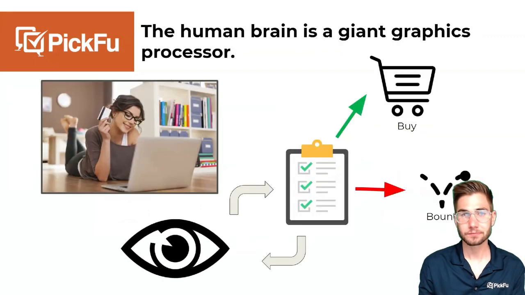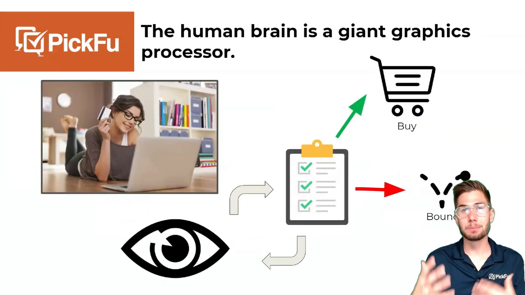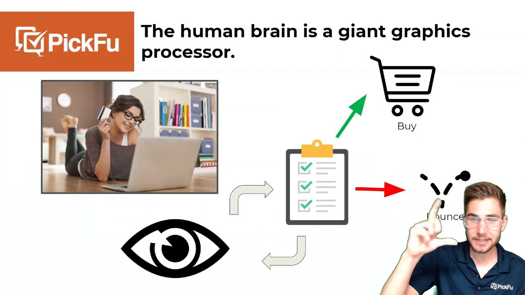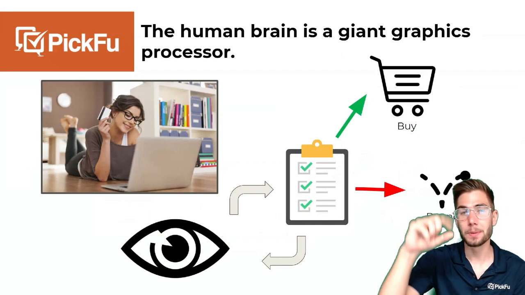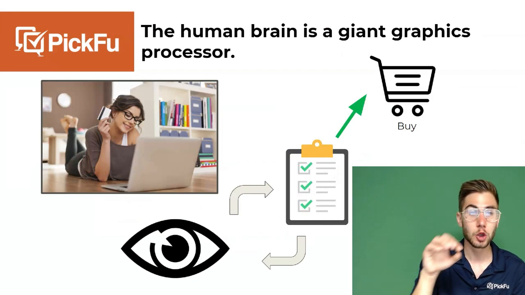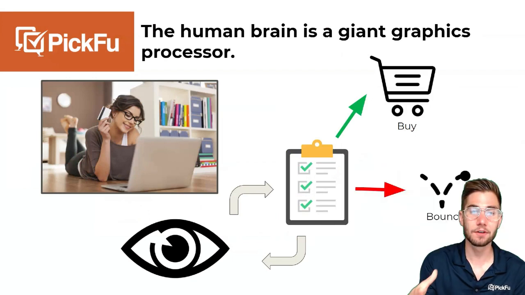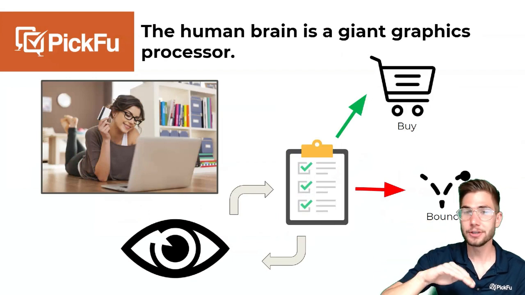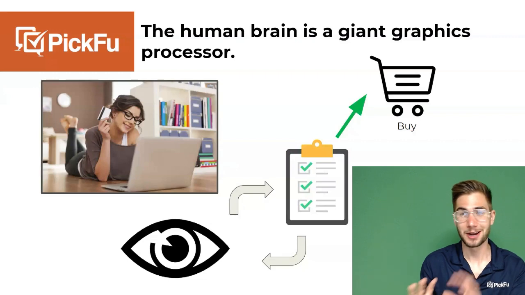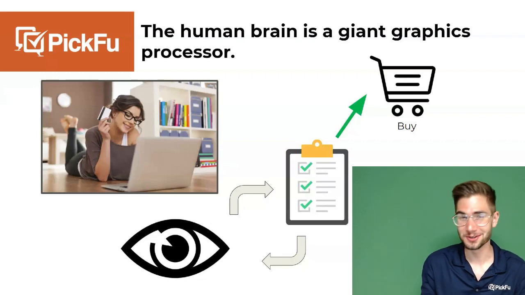Getting back to the point about the brain being a giant graphics processor, you have to understand that every second that the customer's eyeballs are open, every minute that they're scrolling through the listing, clicking through your image gallery, looking at what the physical product is itself, the brain is going through this checklist. And there's only two decisions. They're either going to buy the product or they're going to bounce, right? There's no middle option. It's just one of the two.